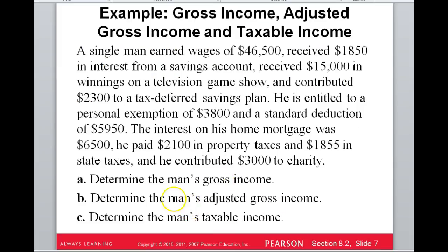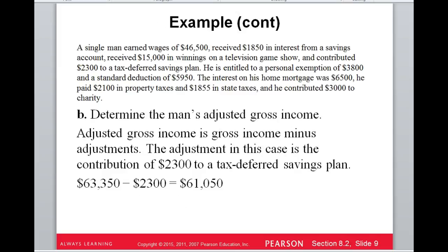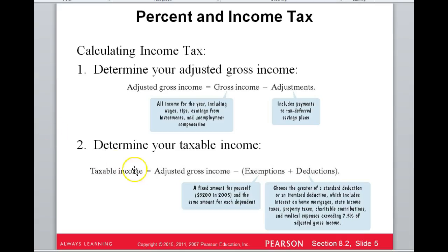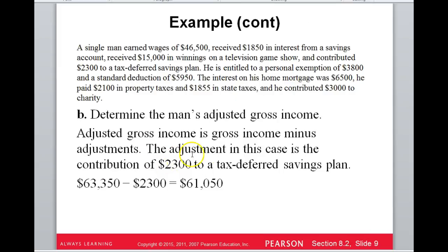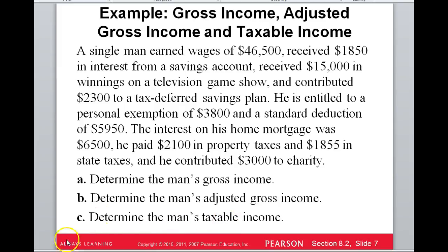Alright, now from that gross income, we want to come up with his adjusted gross income. What we talked about before, the adjusted gross income is the gross income minus the adjustments, like the tax deferred savings plan. So for this man, because he did contribute to a tax deferred savings plan, we're going to take that $2,300 that it said he contributed, and subtract it to get his adjusted gross income.